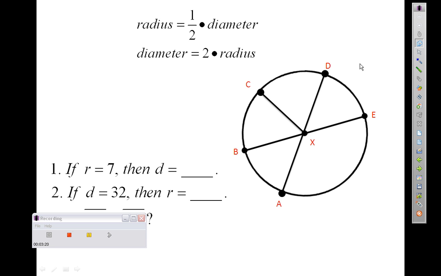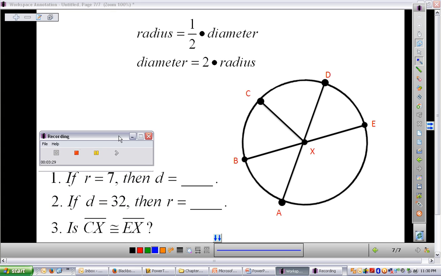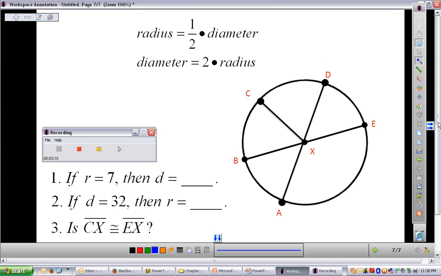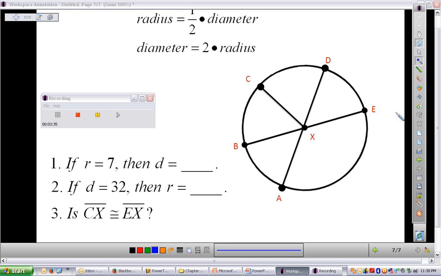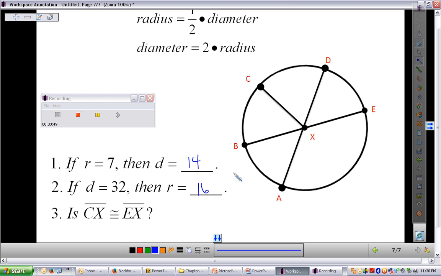We've dealt with this a fair amount up to this point. The radius is going to be half the length of the diameter, and therefore the diameter is 2 times the radius. So looking at these three examples here. If I give you a radius of 7, I don't need the figure at all. I know the diameter is going to be twice that, so the diameter is going to be 14. And the opposite, if the diameter is 32 and I'm looking for the radius, it's going to be half. The radius would be 16.